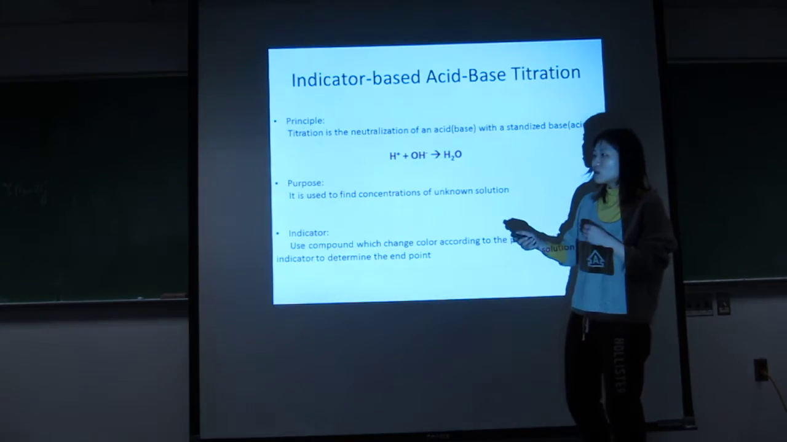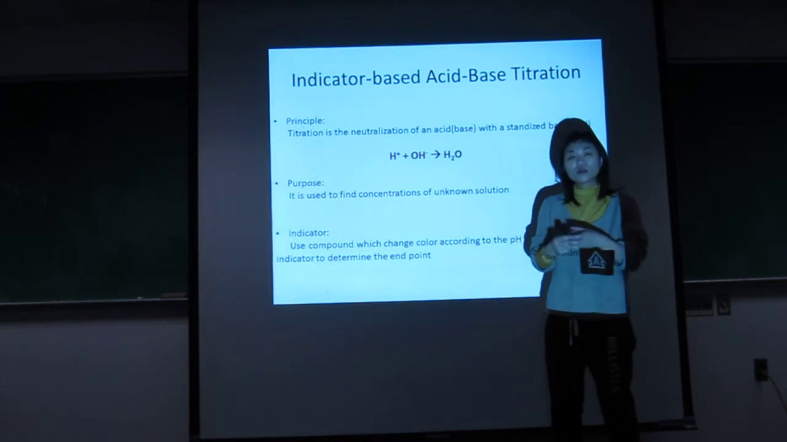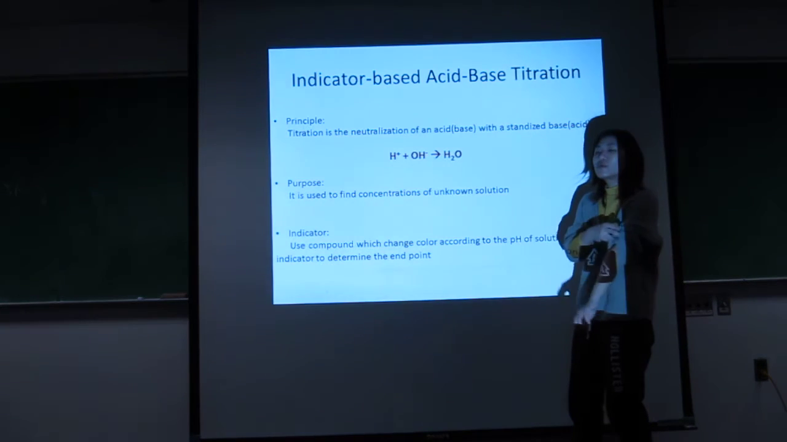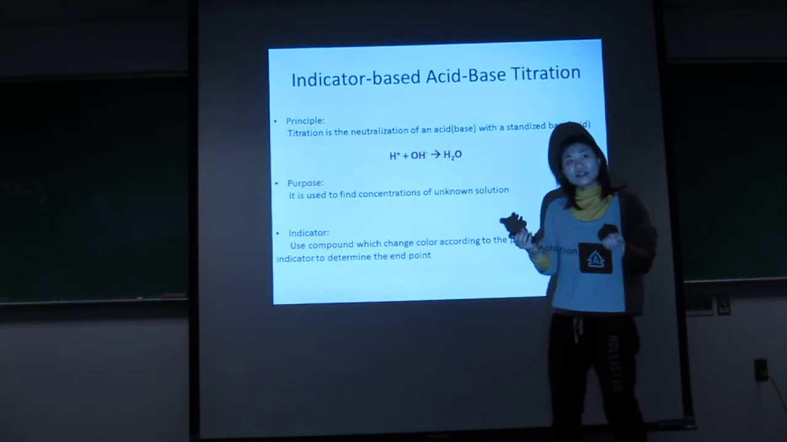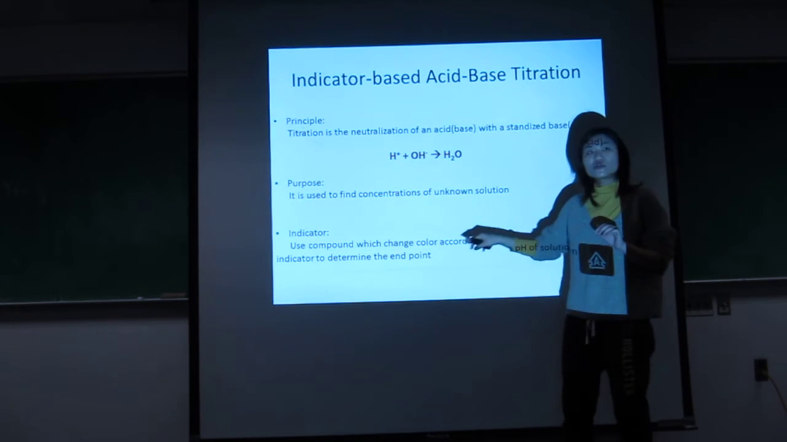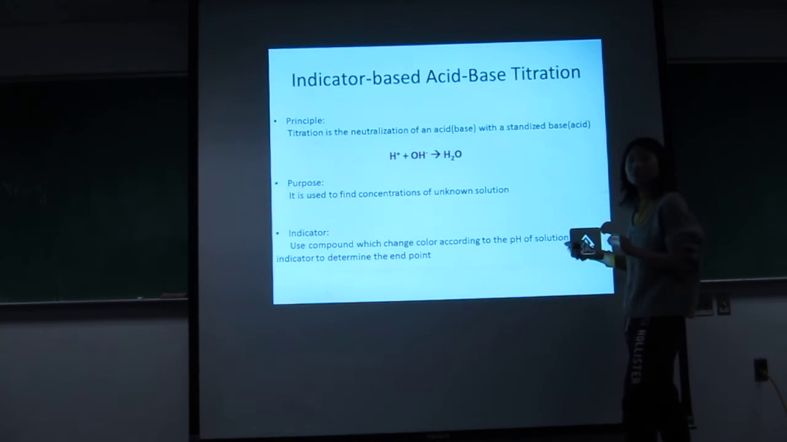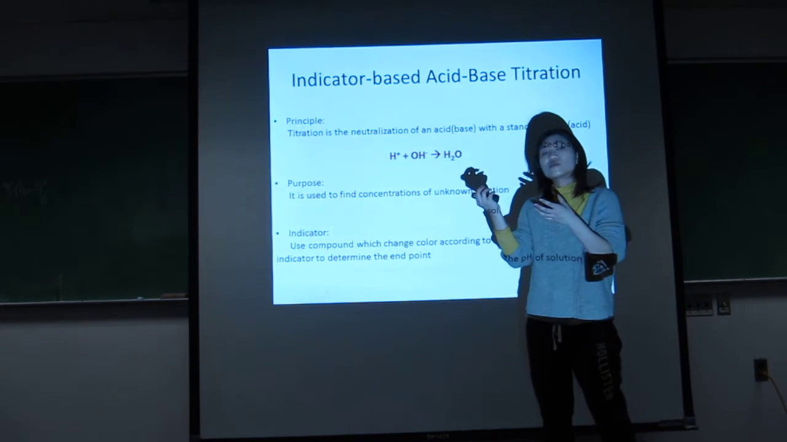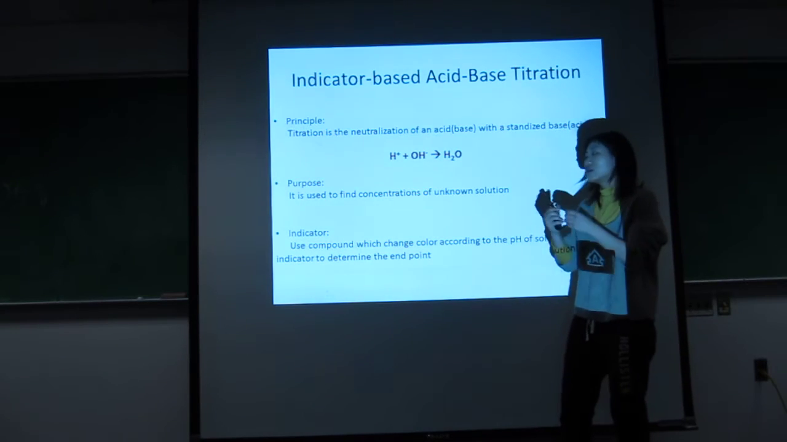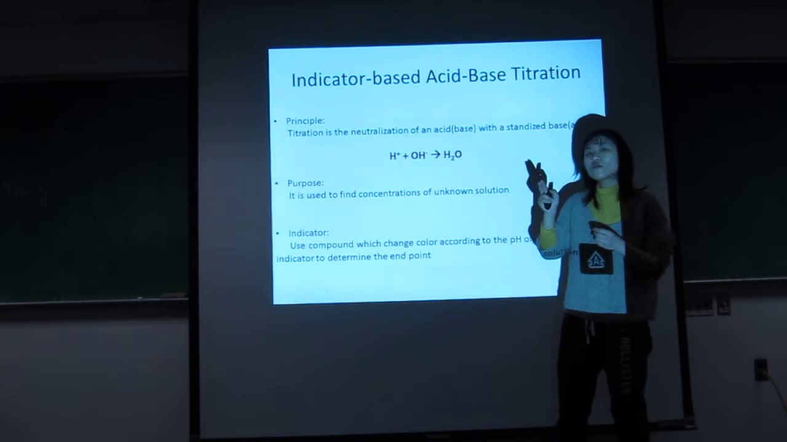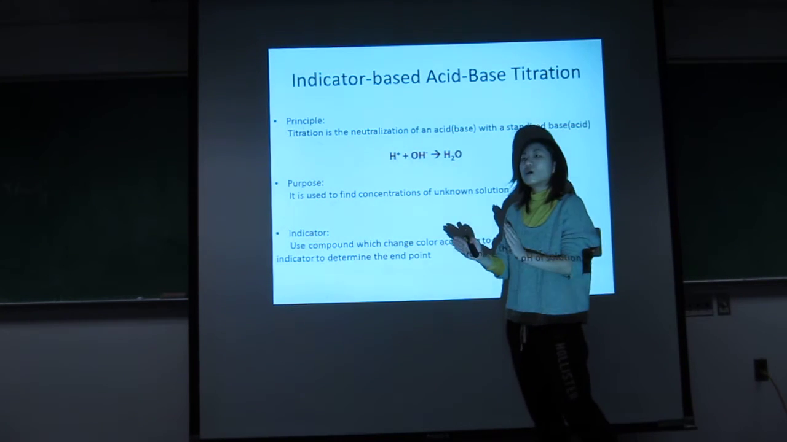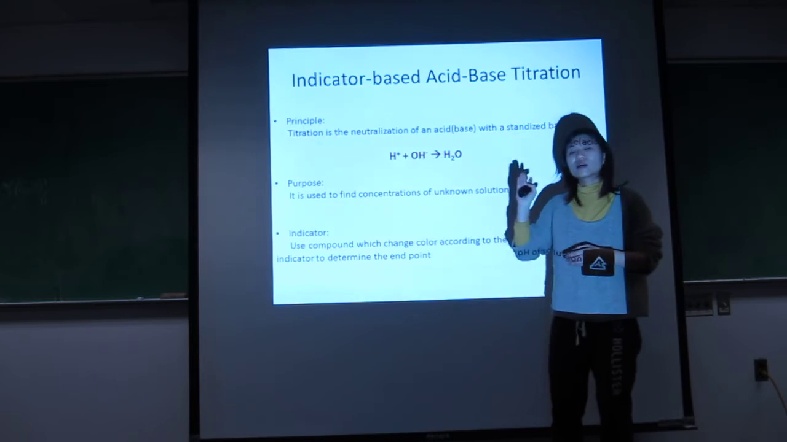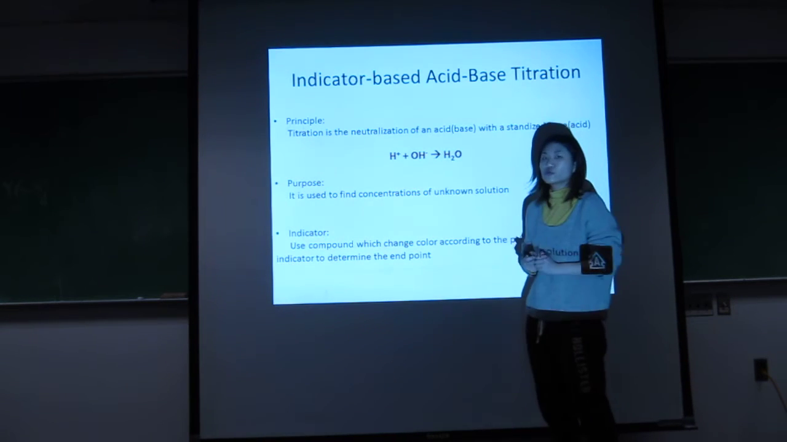But how do you know all the protons or hydroxide ions in your unknown sample are totally neutralized by the standardized solution? One approach is to use an indicator. An indicator is a chemical compound which can change its color according to the pH value of the solution. So you will observe the color change of your solution when you reach the equivalent point, which is when the number of protons equals the number of hydroxide ions. Then you can use this equation to calculate the concentration of your unknown sample from the standardized solution.